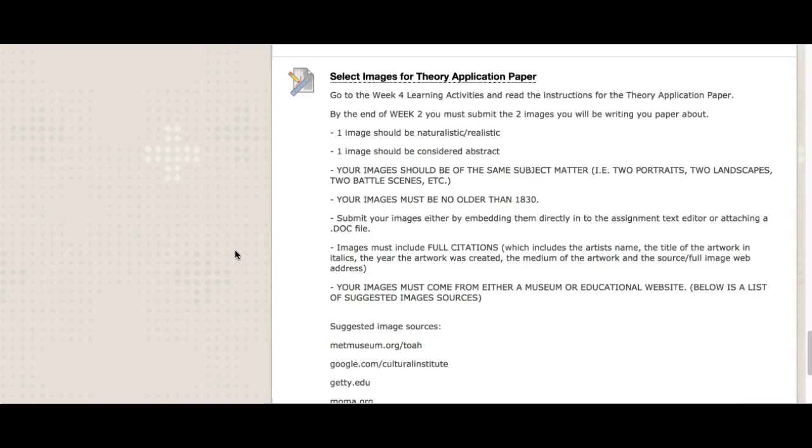So by the end of week 2, this week, you must submit the 2 images that you will be writing your paper about. So one image should be naturalistic and realistic, and one image should be considered abstract. Now, this is why I've given you that mini lecture video on this whole idea of naturalistic and realistic versus abstraction, because I want to make sure you really understand the difference.